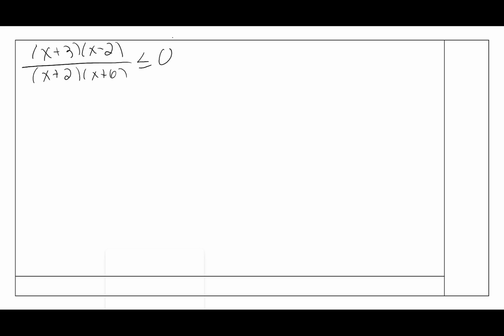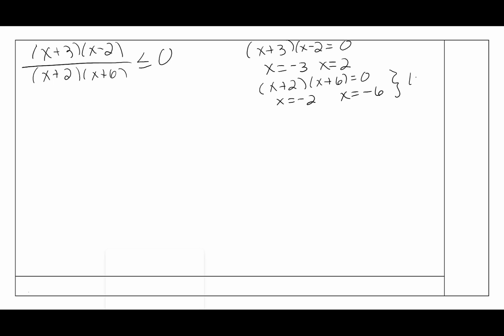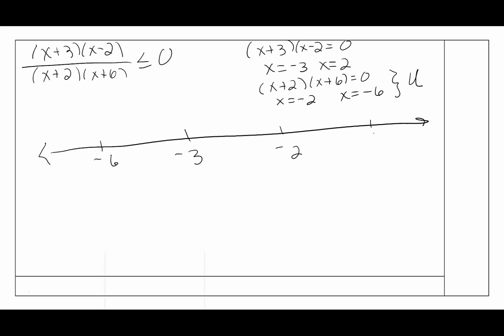All right, so I have this x plus 3 times x minus 2 over x plus 2 times x plus 6. In the numerator, x plus 3 times x minus 2 is 0 when x is negative 3 and when x is positive 2. In the denominator, x plus 2 times x plus 6 is 0 when x is negative 2 and x equals negative 6. Now I'm going to write myself a little note. This is undefined. So I'm going to go to a number line and I'm going to put all four numbers in. So I have negative 6, I have negative 3, I have negative 2, I have positive 2.